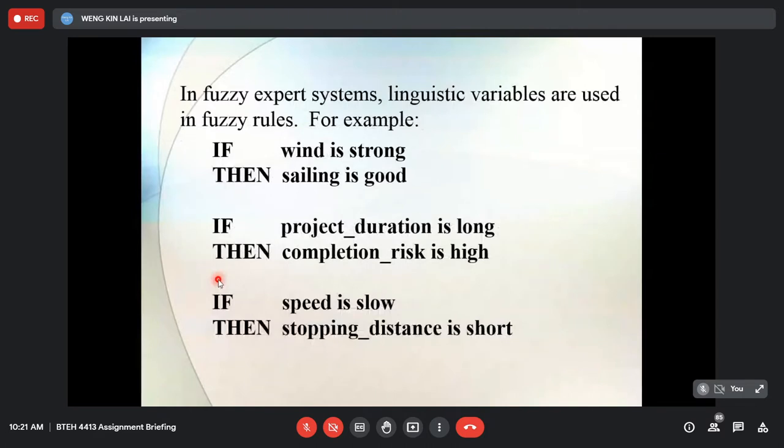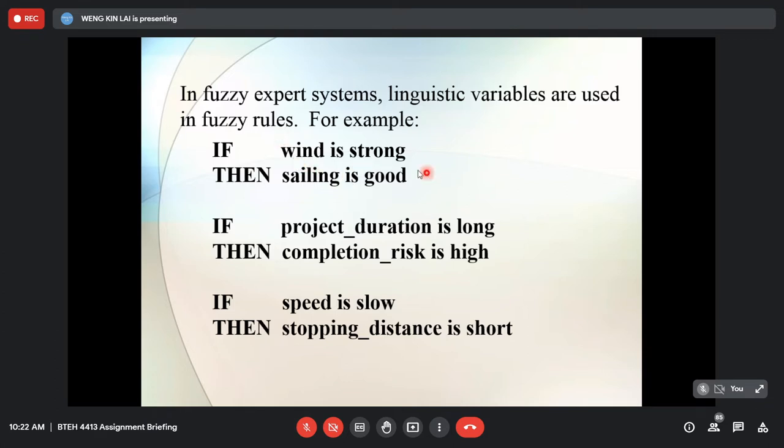In the expert system, if I do not tell you, it is actually in a way similar to the lectures three to four weeks ago, which is your expert system using the rule base and also your uncertainty management system. At the core of this system, we use such rules to represent knowledge. So in the fuzzy expert system, your linguistic variables, wind and sailing, are used in the fuzzy rules, as we will see later on.